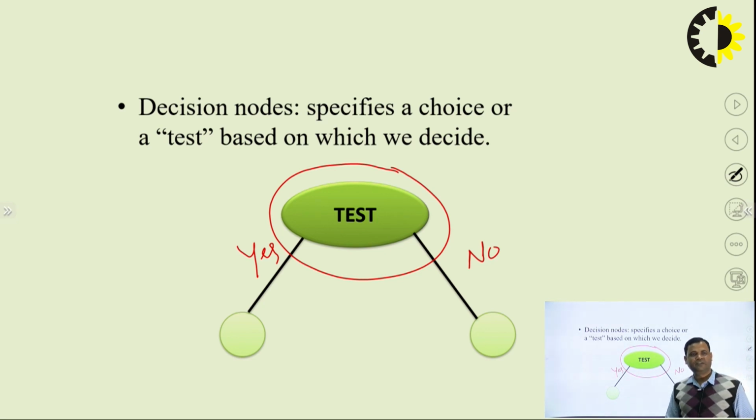So a decision node specifies a choice or test based on which we decide what action needs to be performed, what decision needs to be taken. Accordingly, the further sub-branching should be done in the case of the decision tree.